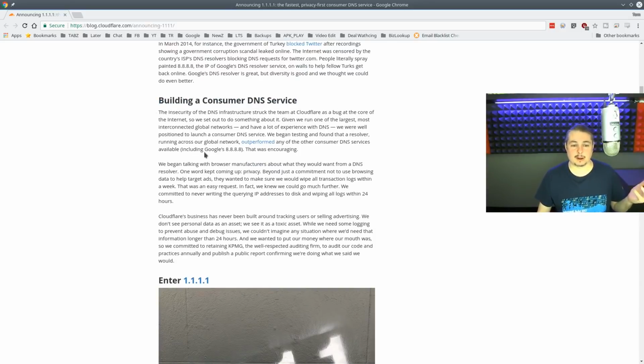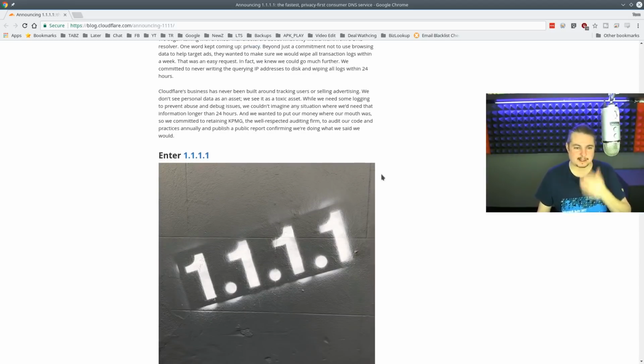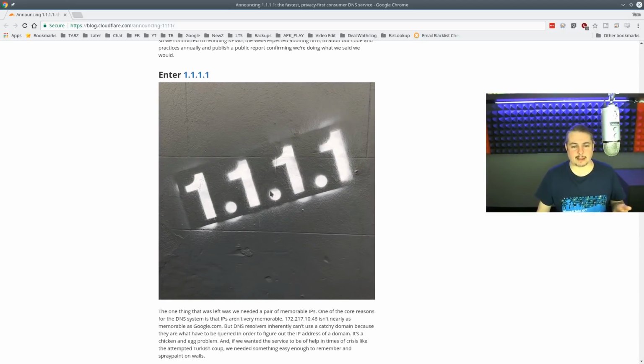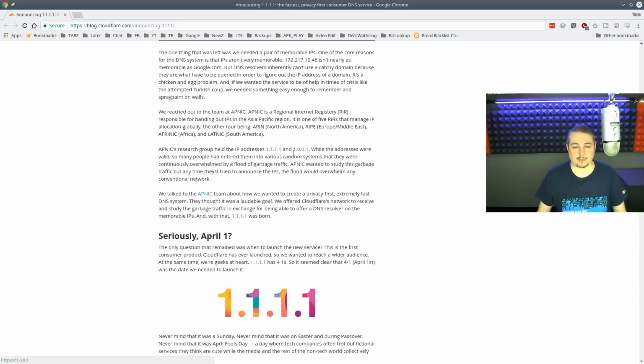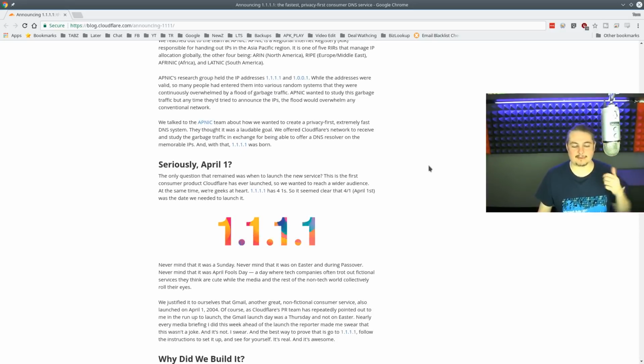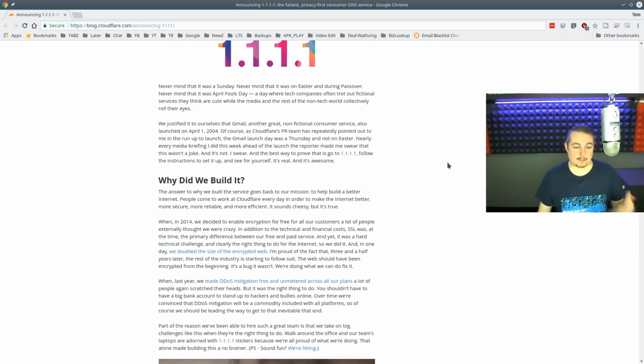Now, they were talking about different performances. They have some of their performance. We're going to do our own performance tests. I love that they're using 1.1.1.1. It's easy to remember. And they also have 1.0.0.1. So those are both addresses that they have. They did release on April 1st, but it's not a joke. But it is a public DNS.